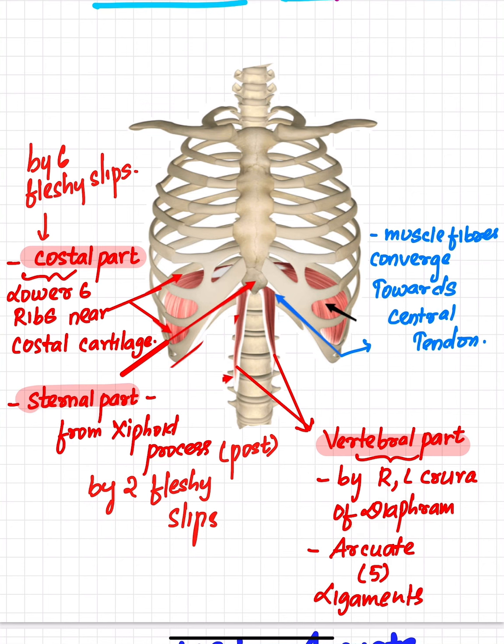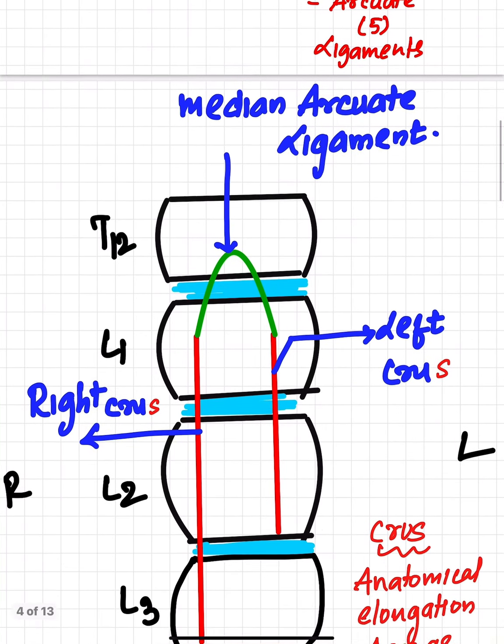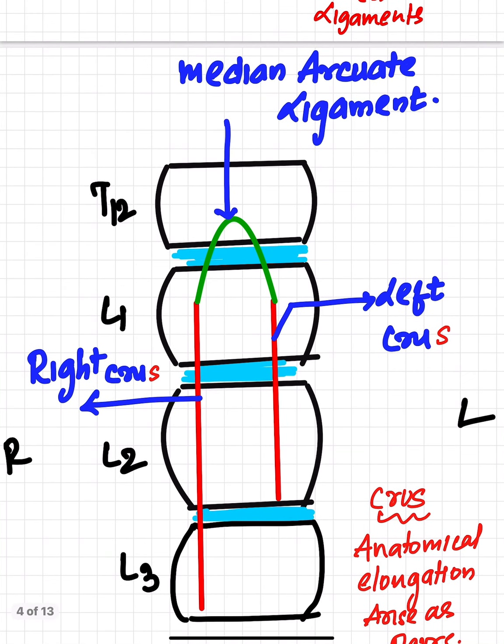I'll tell you what these crura and arcuate ligaments are. All these are the origins, and how and where do they converge? All these muscle fibers which have arisen converge towards the central tendon.